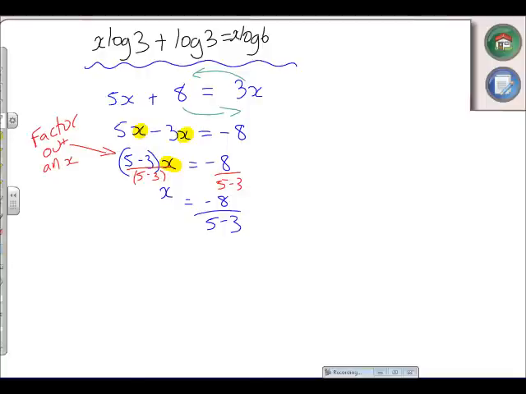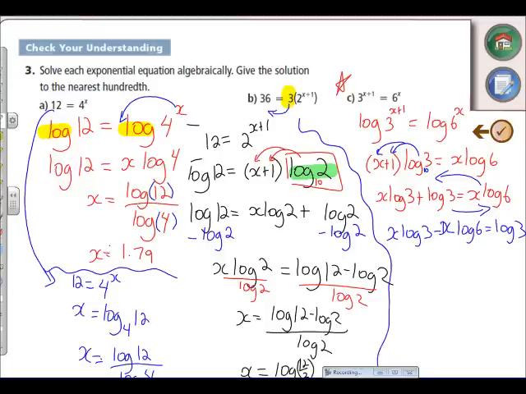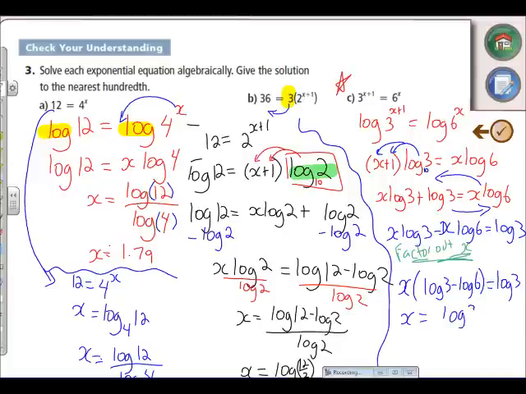Let's use that same strategy here now. So factor out an x. Write that down. Factor out an x. That's the key. That's the part where lots of people get messed up on. Factor out the x. x bracket log of 3 minus log of 6 equals log of 3. And now we divide it over. So x is equal to log of 3 over log of 3 minus log of 6.